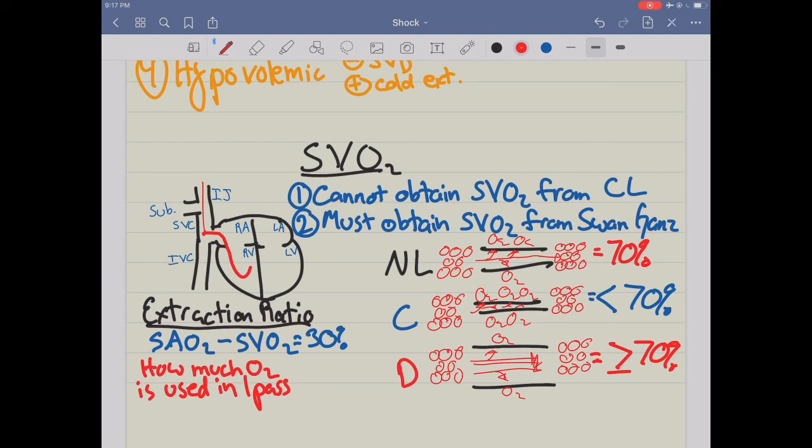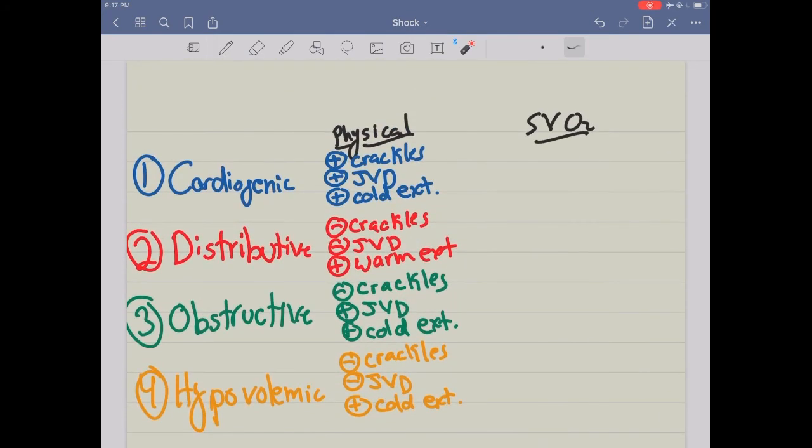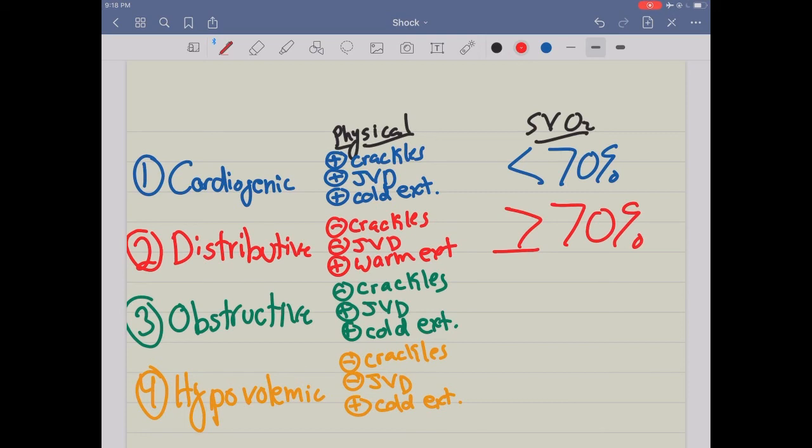This is what SVO2 is. If you want the takeaway message, it's going to be this little square here, but everything beforehand is really an explanation about why we obtain our SVO2. So if we scroll back up to the top, for cardiogenic shock, we can fill this in now: our SVO2 is going to be less than 70%. And in distributive shock, it's going to be greater than or equal to 70%. In things like obstructive shock, you're going to get an echo or a CTPE, and you should be able to figure this out without an SVO2.